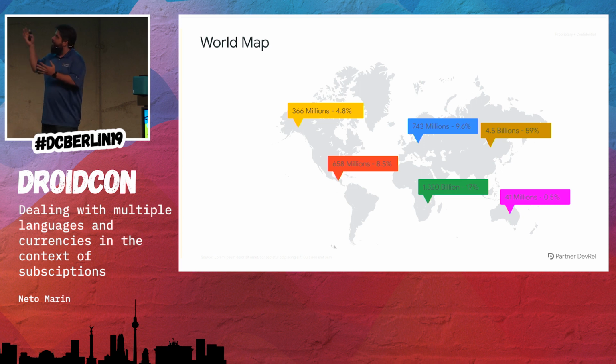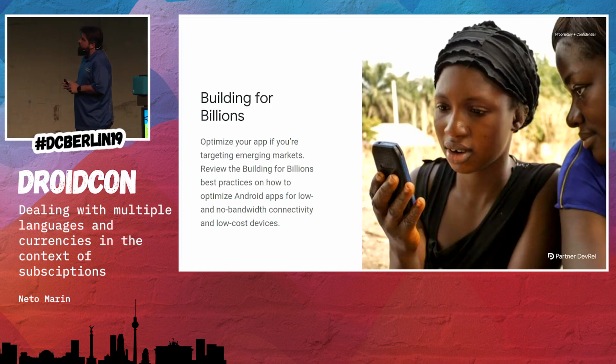So this is why I'm insisting on showing this map and the population of the world, how the distribution is, because it's important. And again, I think 3 years ago, we created this Building for Billions Best Practices Framework. You can watch the session we did at Google I/O 2016, I think. I was the presenter of this session, where we explain what things you should think about when you are developing for these countries.